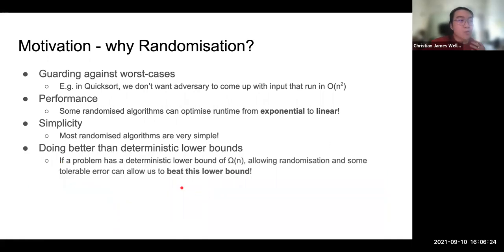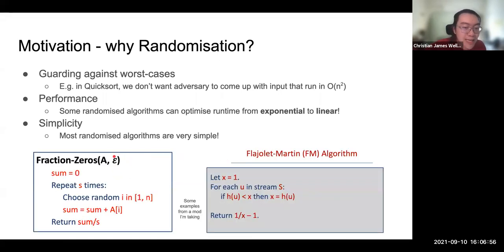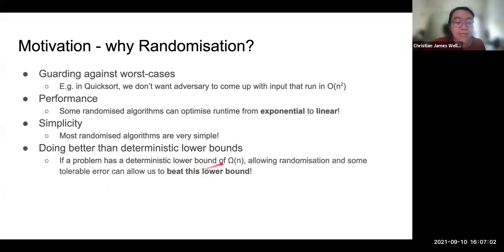Finally, we also want to do better. In the first week of lecture, you might have seen examples where you try to have deterministic lower bounds. Some algorithms cannot do better than, say, big omega of n. By allowing some randomization, with a bit of error, if you allow that the answer is off by 1 or off by some percent, you can actually beat this lower bound. Sometimes it's independent of n. Maybe it's dependent on the error. For example, this algorithm actually depends on the error epsilon here, but never mind if you don't understand. The point is that you can beat the lower bound.